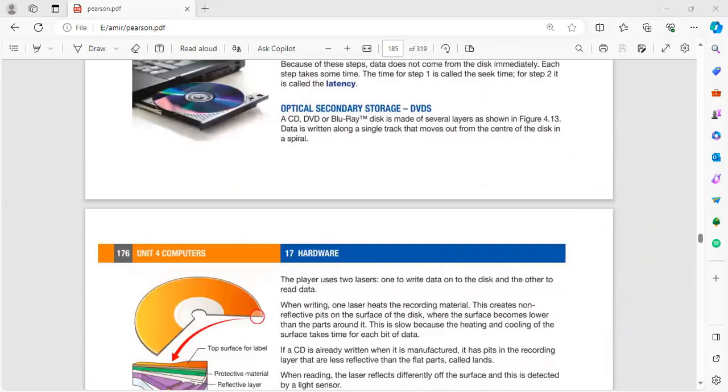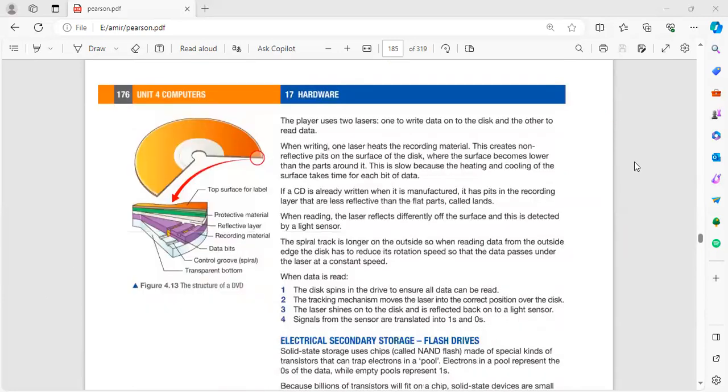Now optical discs have three kinds of storage: CD, DVD, and Blu-ray. If you talk about optical storage, first came CDs, CD-ROM, then DVD, and then Blu-ray. These three kinds of storage devices came in the form of optical storage. It says this is made up of several layers as shown in figure 4.13.